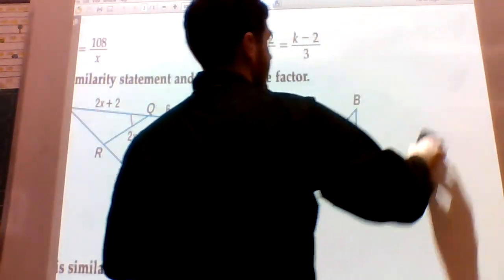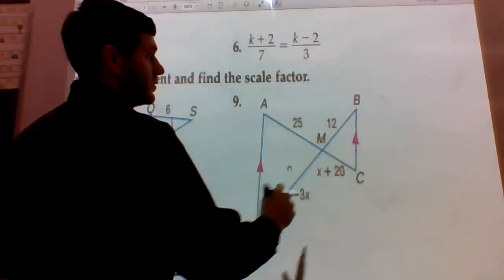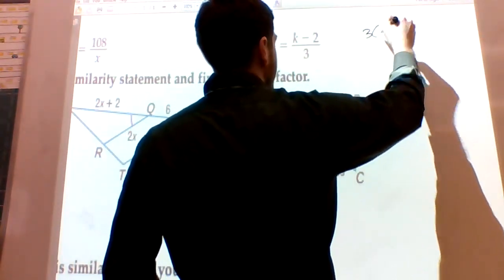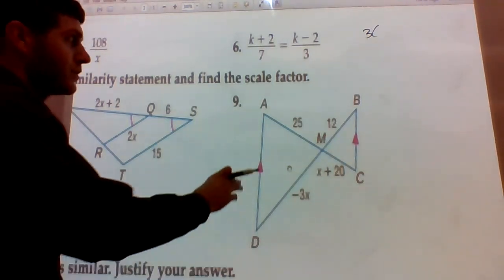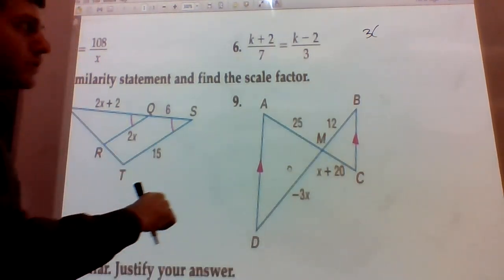Can cross multiply. Okay. There'll be a couple like this on the test where they're just giving you proportions and you've got to solve them. It's not attached to any geometry. It's just solve the proportions.